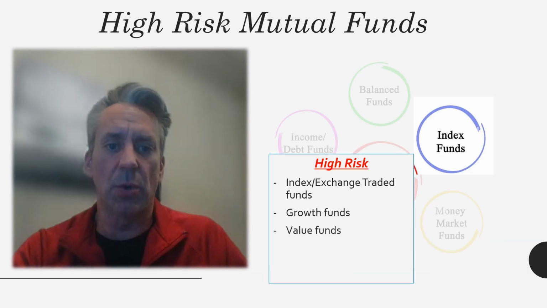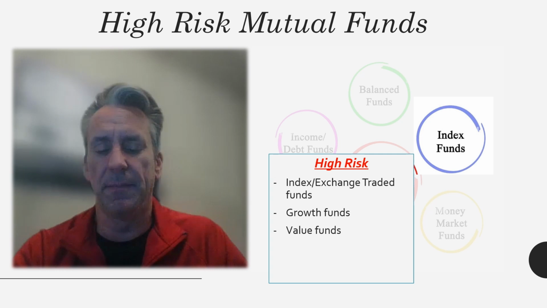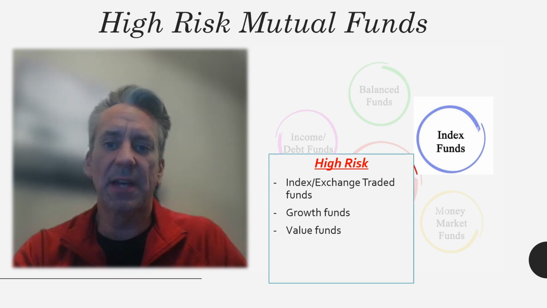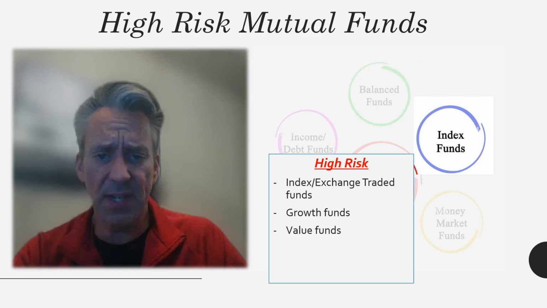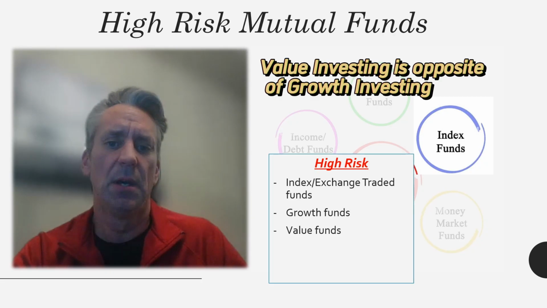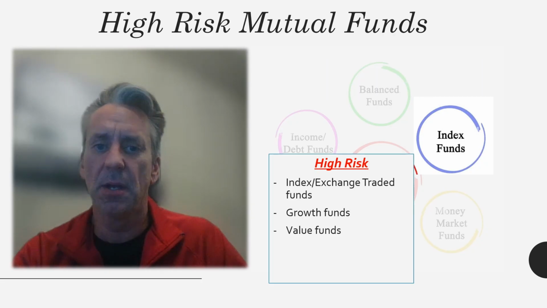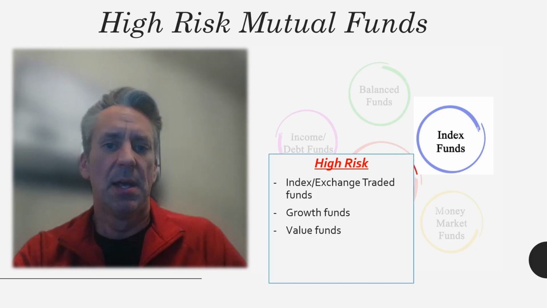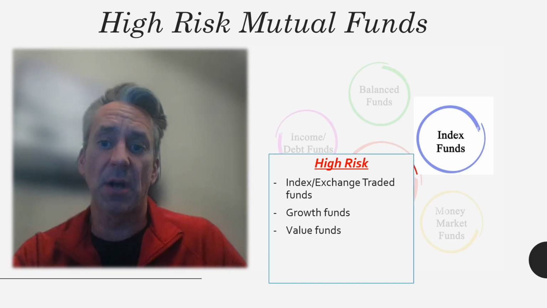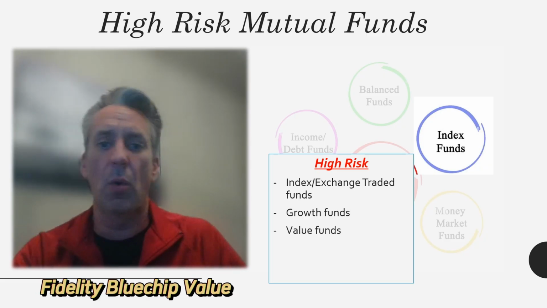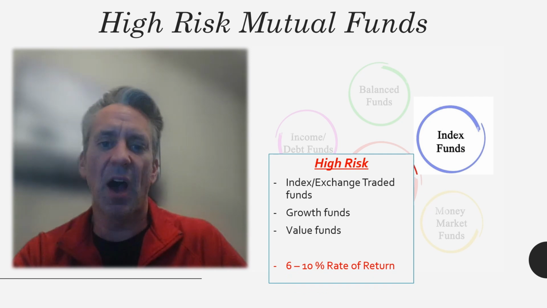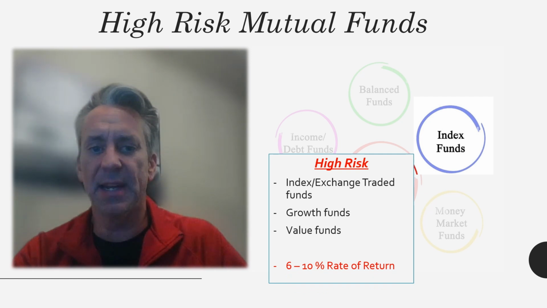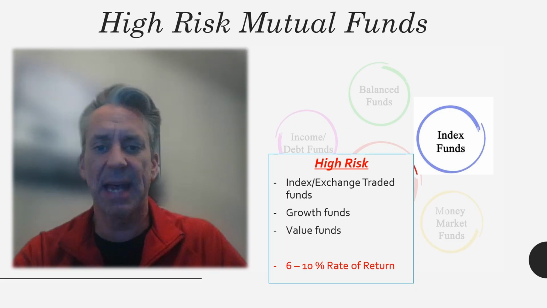Value funds are also not shown in this illustration, but are at this level of risk as well. Value funds seek to invest in stocks that are deemed to be undervalued in price based on fundamental characteristics. Value investing is often contrasted with growth investing, which focuses on emerging companies with high growth prospects. Some value mutual fund examples are Fidelity Blue Chip Value or the Pinnacle Value Fund. On average, these funds are considered high risk mutual funds and can provide an annual return ranging from 6 to 10%.